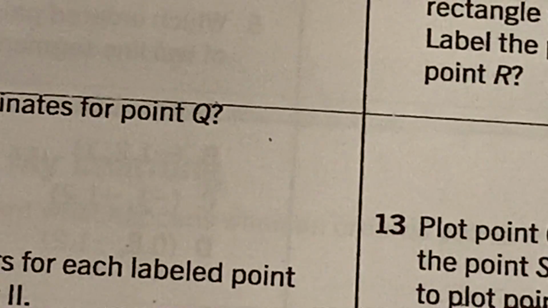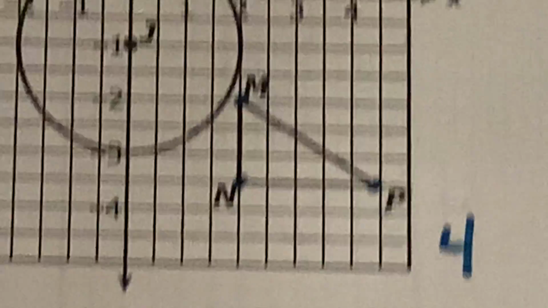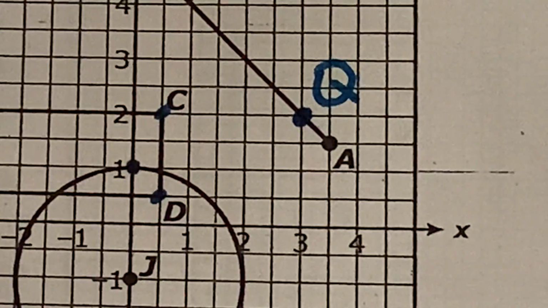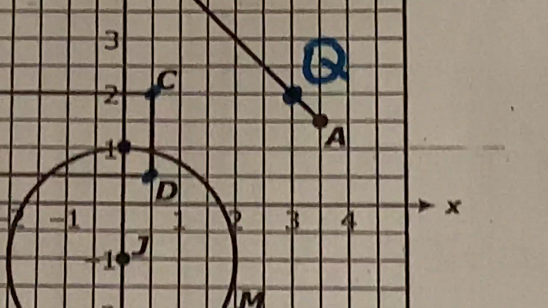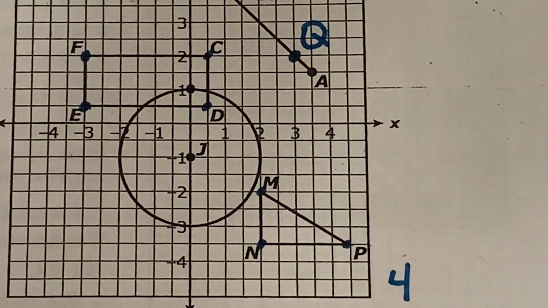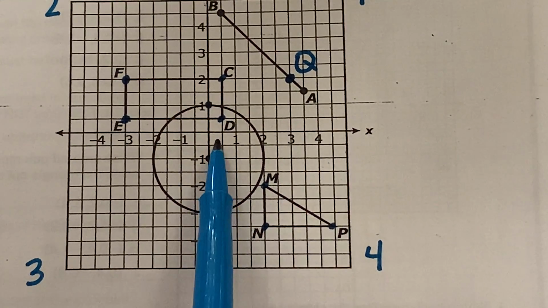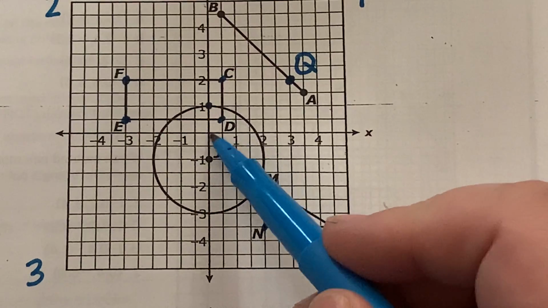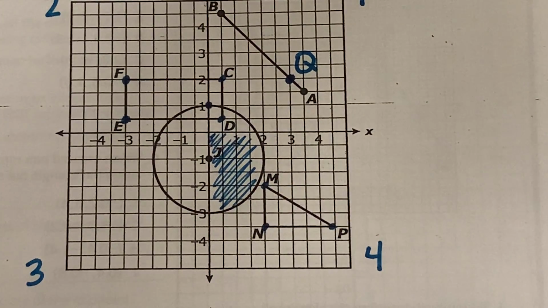List one ordered pair that lies inside the circle and is located in quadrant 4. So that means inside the circle is here, but quadrant 4 is all this, yes? So if we're looking for the space inside the circle, but in quadrant 4, we've basically got this right here to work with, don't we? And you can pick one.